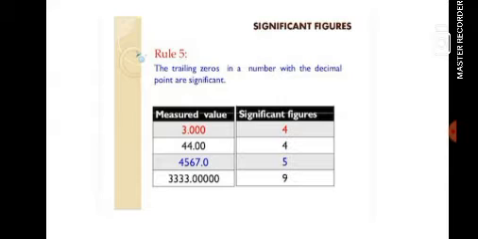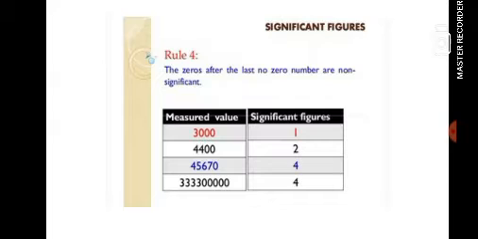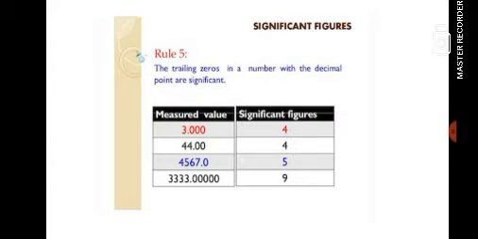Rule 5. The trailing zeros in a number with a decimal point are significant. If a decimal point is placed before the zeros that come at the end of a number, then yes, they are considered significant. Previously, if there were no decimal points, they were not significant. Here, if the decimal is placed, then they are significant.